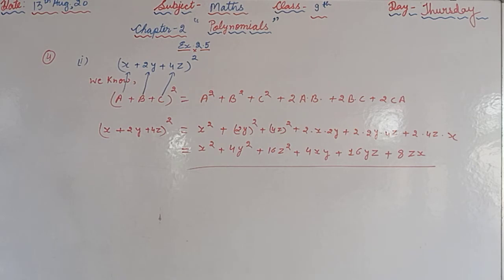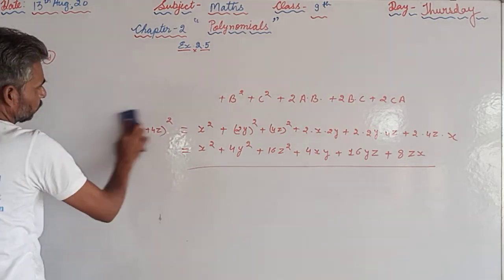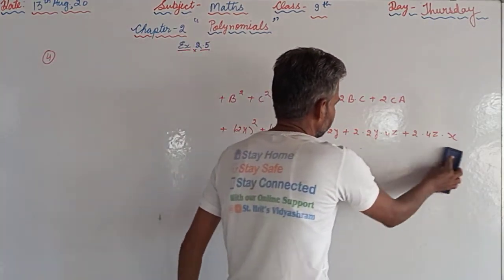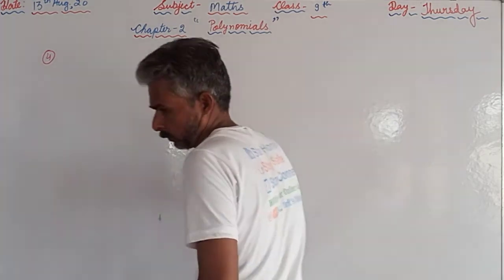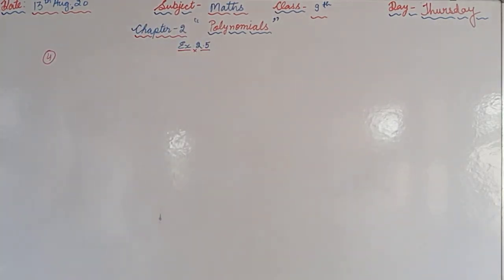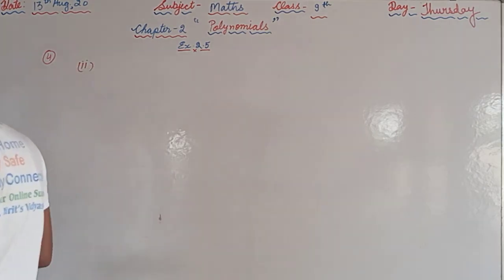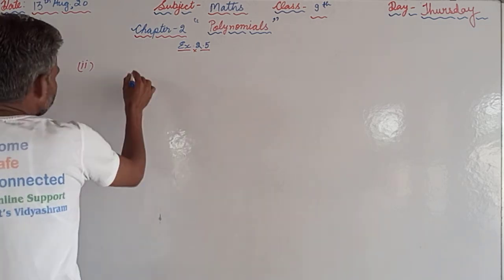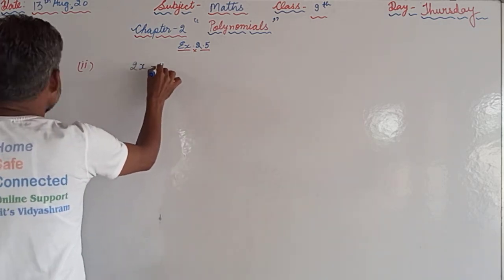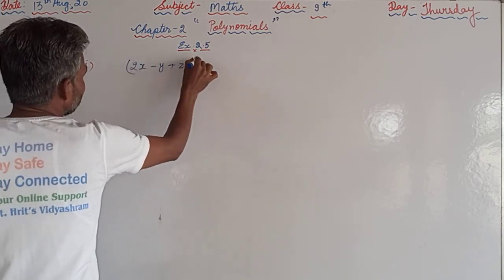Now we will discuss part 2 of this question. The second part is (2x - y + z) whole square.